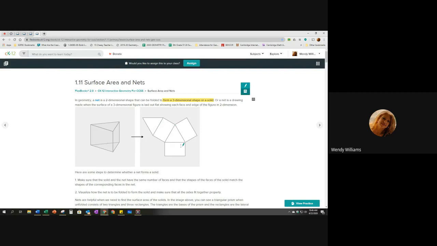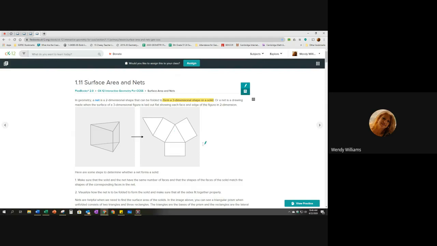Because the sides are rectangles, it's called a prism. Because the bases are triangles, it is a triangular prism. You can only have up to two bases. You cannot have more than two bases. So if you're not sure which one's the base, well, we have three rectangles here, and we have two triangles. So the triangles have to be the bases that hold the top and the bottom together and the sides in between.